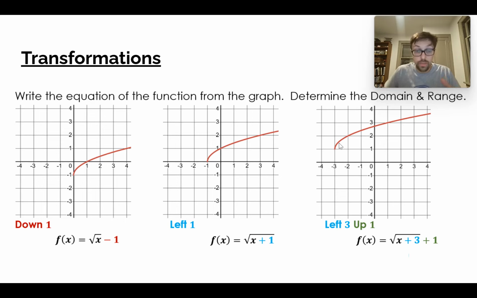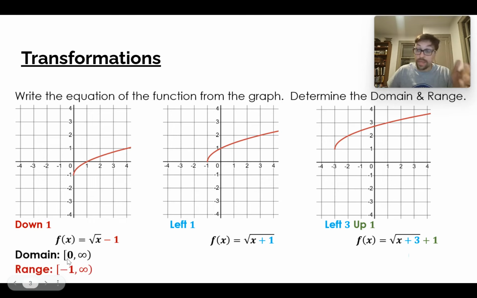Now we can use that table in order to identify what the domain and range of each one of these are. The first one is being down 1. That is a shift in our range. So normally it would be 0 to infinity for both, but because we have that -1, we're going to subtract 1. 0 minus 1 gets us -1, and infinity minus 1, well, that's just still infinity, so it does not change.